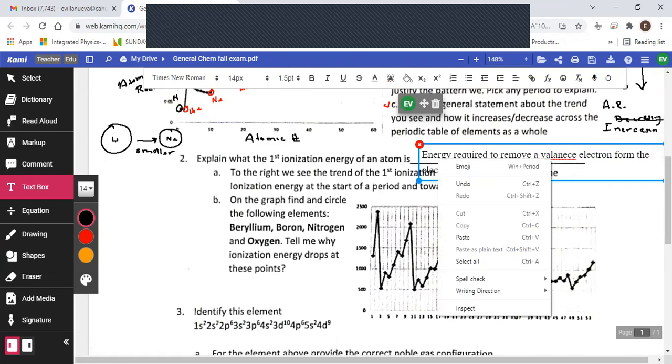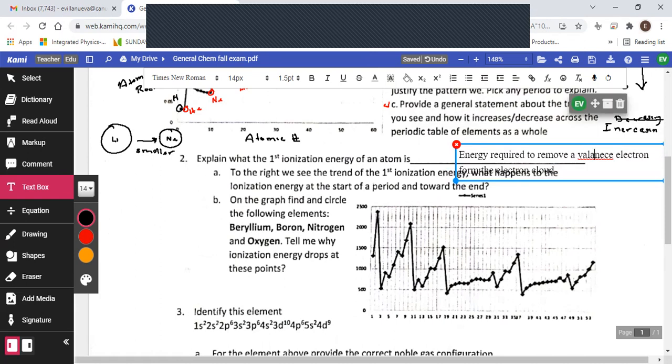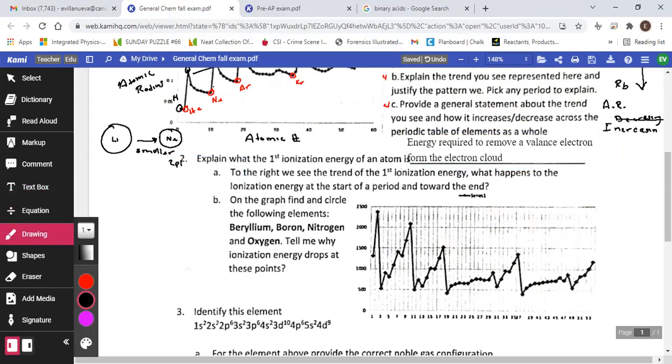I'm going to make this a little bit smaller here. Spell check this. And then I'm going to put this in place here. So something along these lines, if you would have put something along these lines, you would have got the full credit for this question. This question is worth 2 points. This one is worth 4.